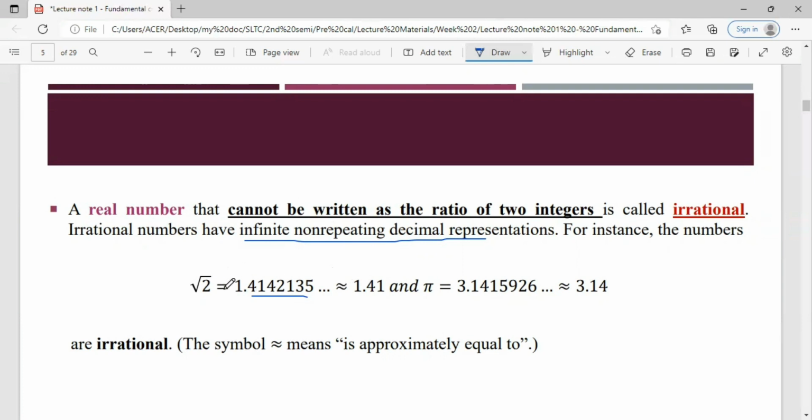If we use this equal sign, that one means exactly equal, but this one means approximately equal.